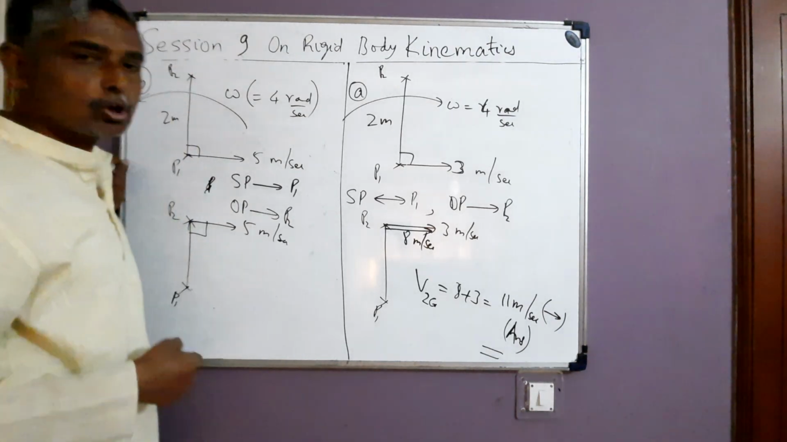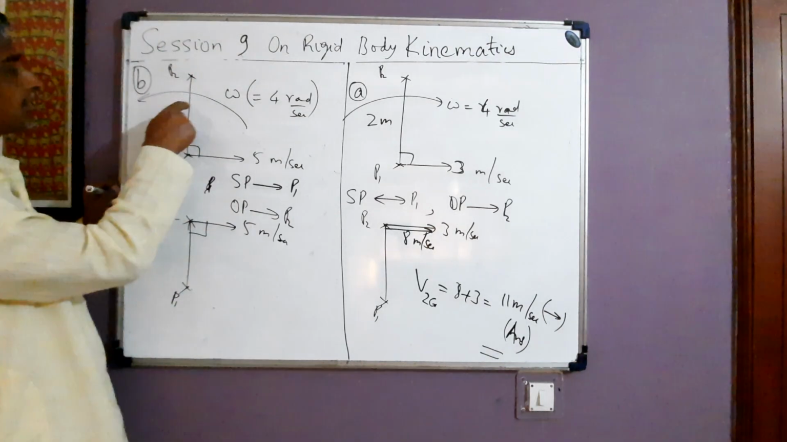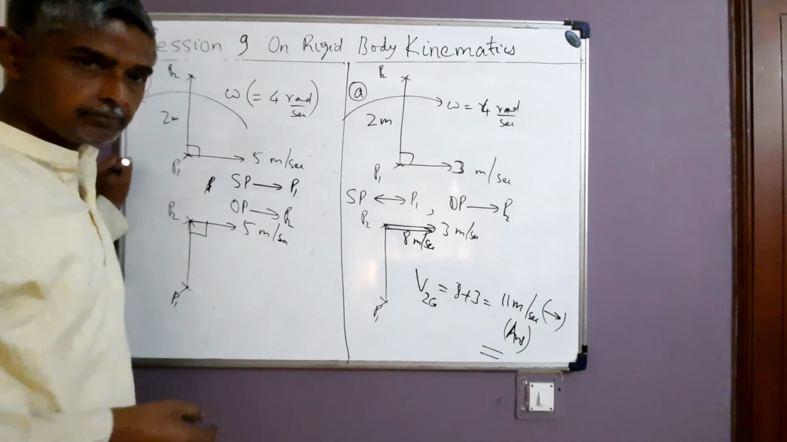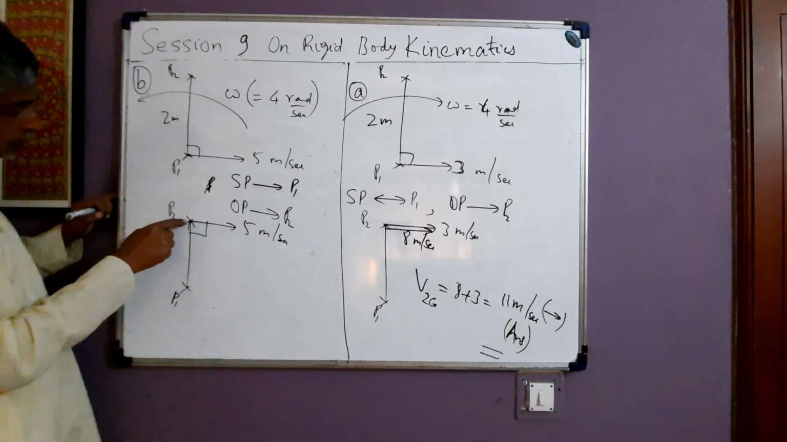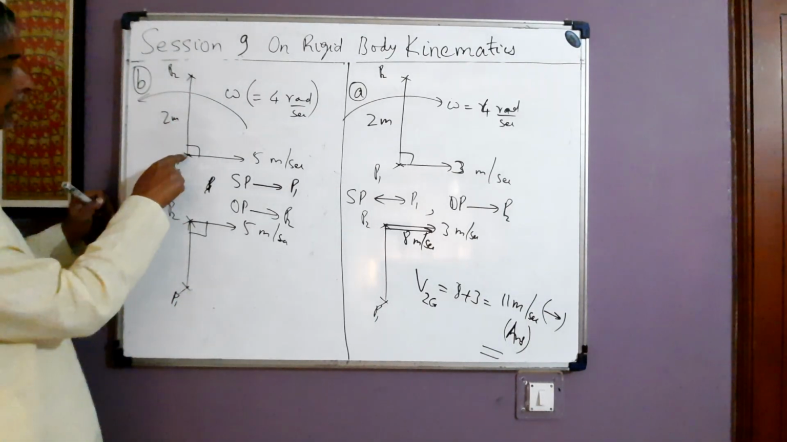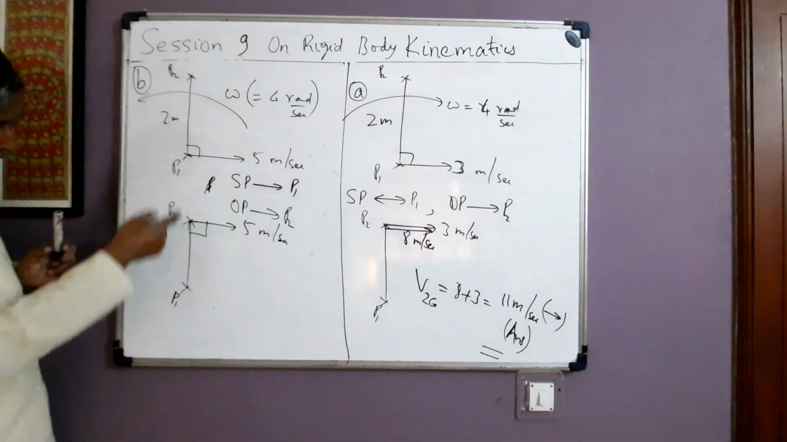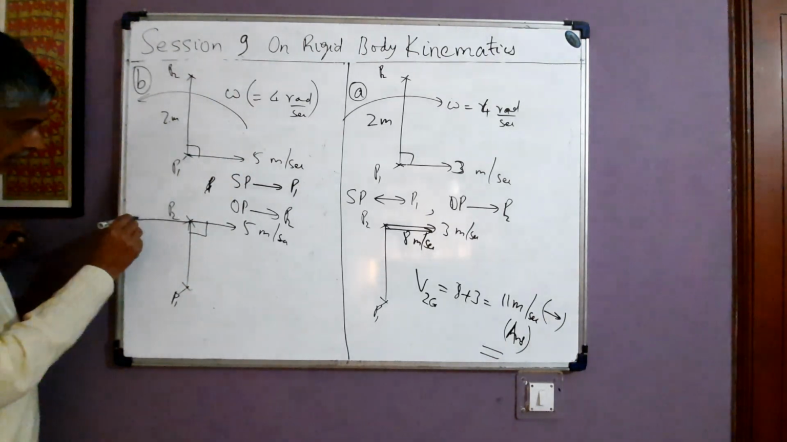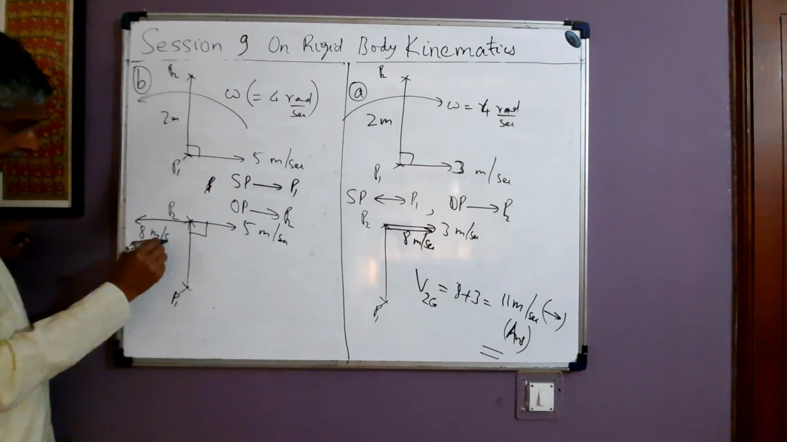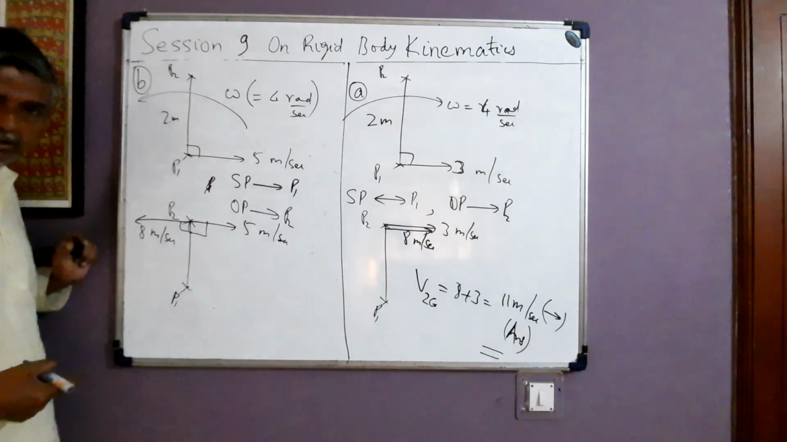So P2 moves in an anti-clockwise circle with center at P1 and radius 2 meter, omega 4 radian per second. If P1 is the center, P2 should move in an anti-clockwise circle whose center is at P1, radius 2 meter. We should give omega r, 4 into 2, 8, leftward, then only it is an anti-clockwise circle. So it is 8 meter per second in leftward direction.